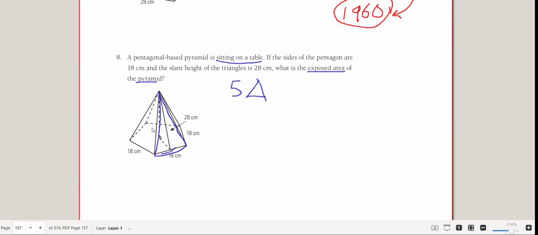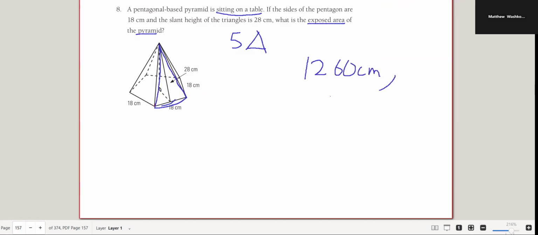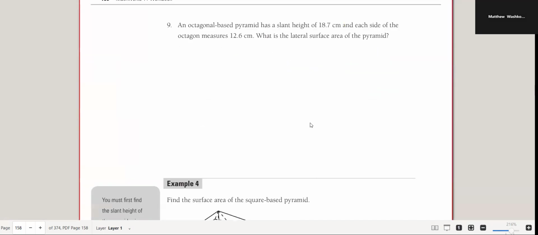Reading the question is important. I'm trying to emulate common mistakes that people will make. So if you were to do this, you take your triangle, times it by 5, you will end up getting 1,260 centimeters. I'll let you guys do that on your own. All right.